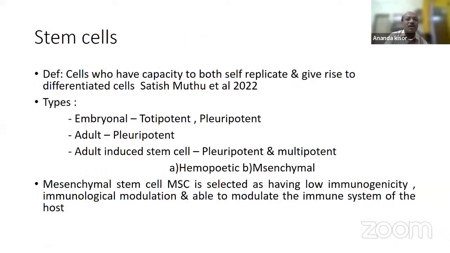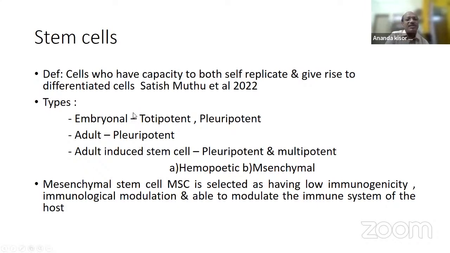Now, what are stem cells? Stem cells are basically cells which have the capacity both to self-replicate and to give rise to differentiated cells. That is basically the stem cell. There are different types of stem cells, like embryonal stem cells, which are basically totipotent cells. Totipotent cells can produce any type of cells. Pluripotent cells, basically depending on the differentiation, may produce the ectoderm, mesoderm, and the endoderm.